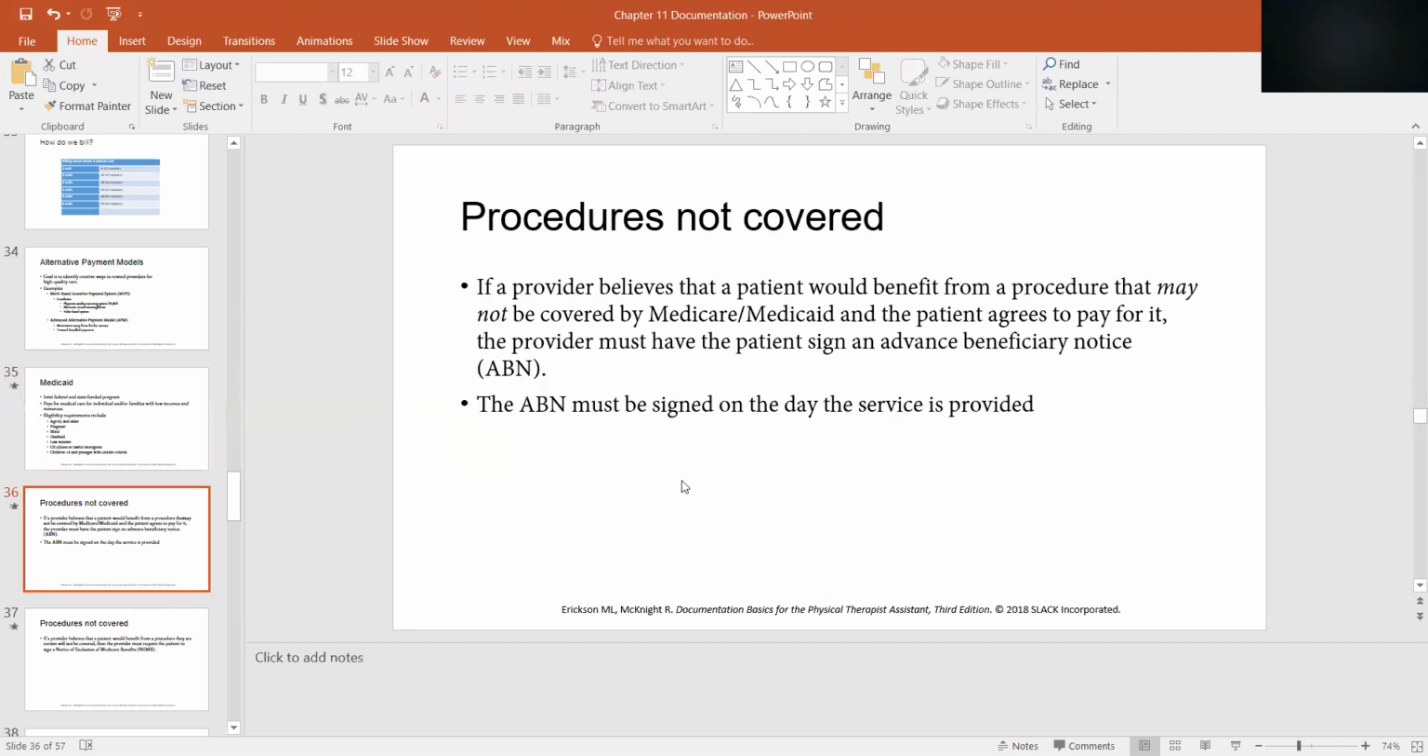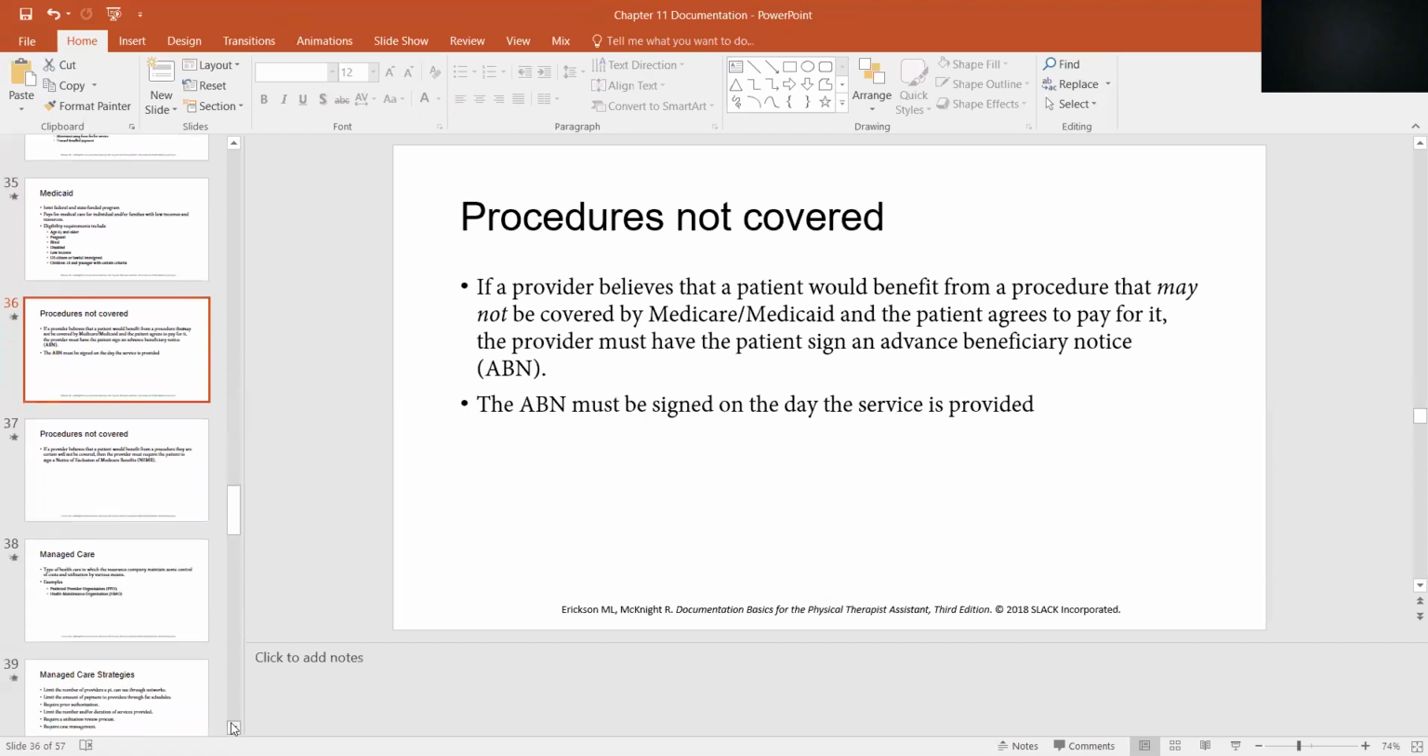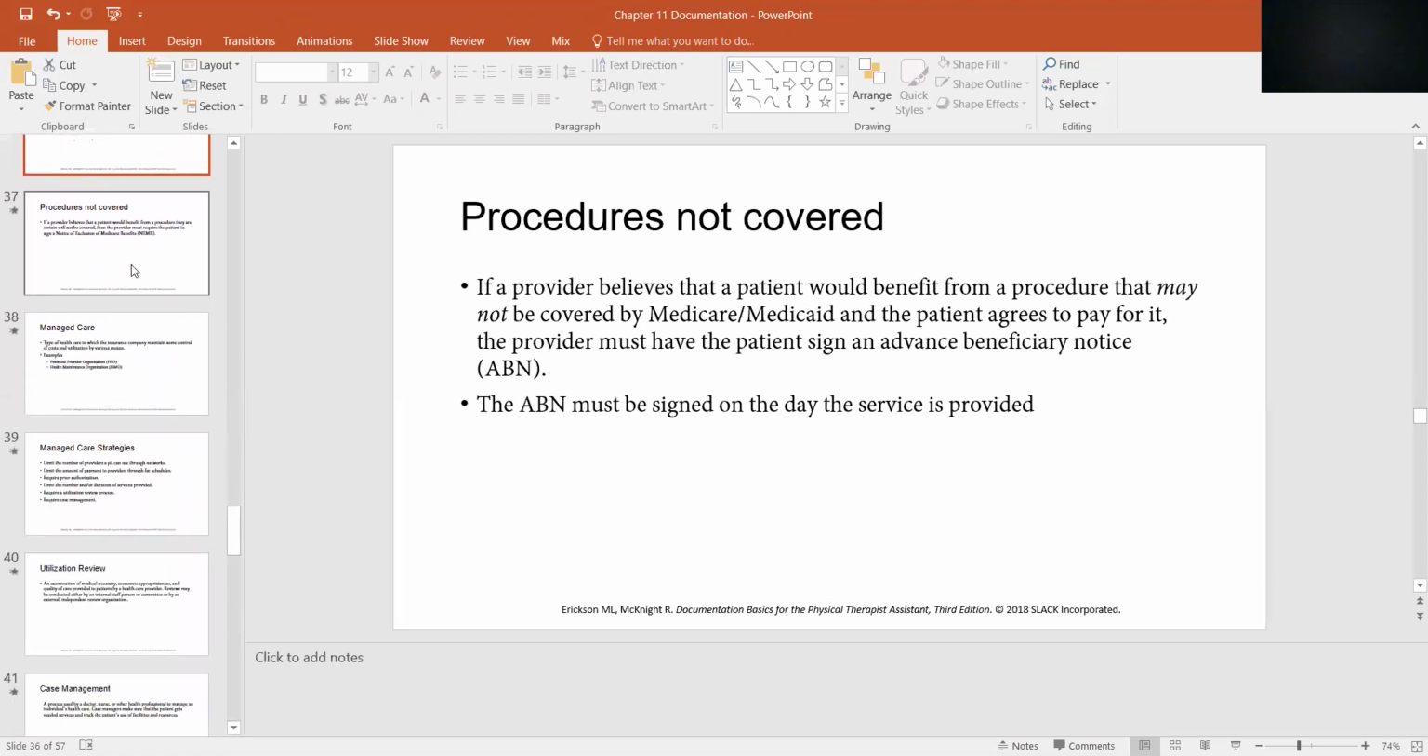Okay, if a procedure is not going to be covered under Medicare or Medicaid, there's certain things you have to do. This is in a case where you as a provider believe the patient would still benefit from a procedure that may not be covered, and the patient agrees to pay for it. You have to have them sign what's called an ABN, an Advance Beneficiary Notice. The ABN must be signed on the day that you provide that service, and that way the patient understands they could be responsible for payment if Medicare or Medicaid does not cover the service.